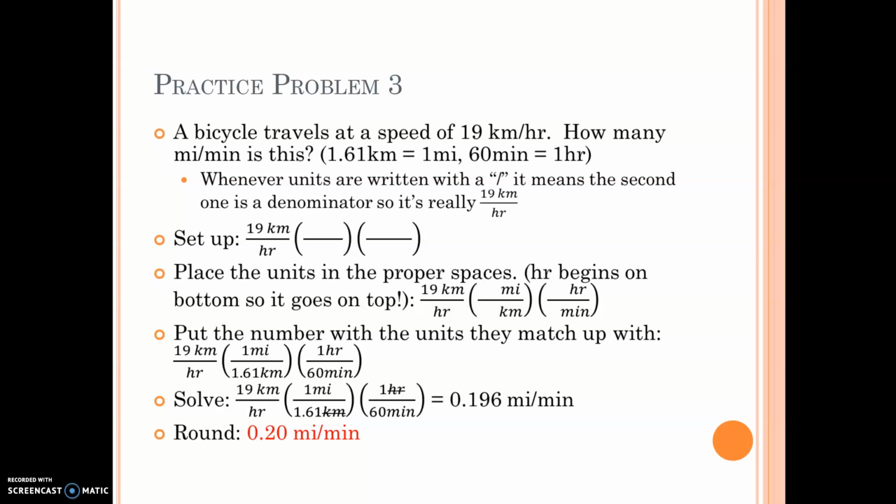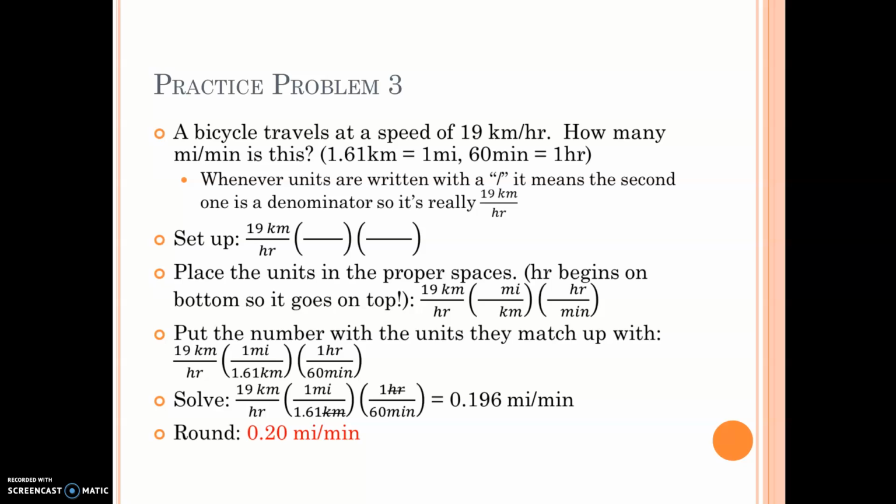Very well, we're going to start by setting up this problem. Now, we know we are going to have to convert 2 units, so we've set up this problem with 2 sets of parentheses. And we've also placed our given measurement, in this case 19 kilometers an hour. Very well, the next step is going to be filling in the units themselves. Remember, we are placing what we want on top and what we're given on the bottom. We also have to make sure to cancel them out, so they have to be placed in the correct position.